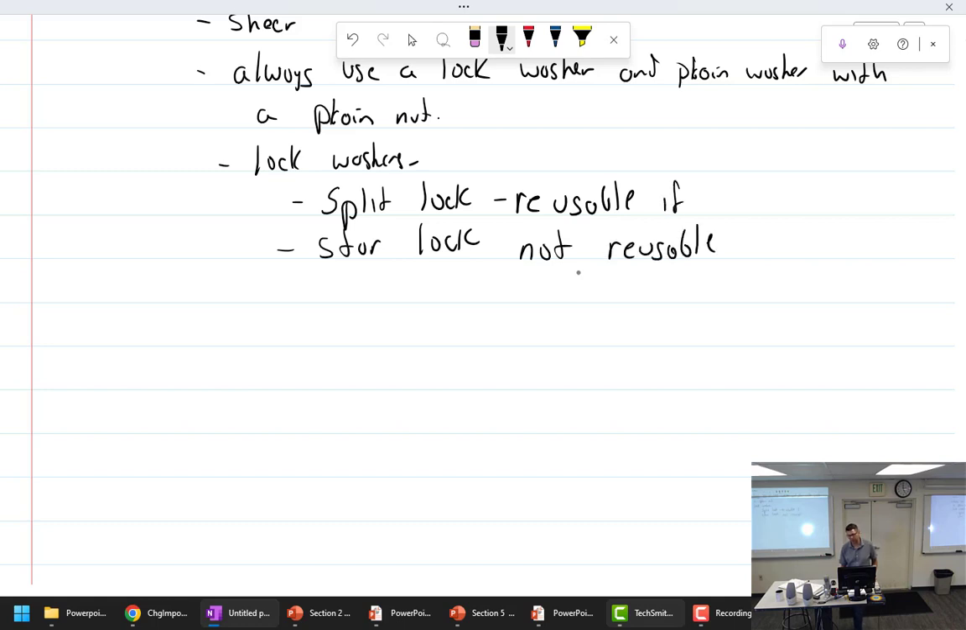Reusable if, I don't know, if what? If it's still, it's not flat. Not flat. Very good, thank you.